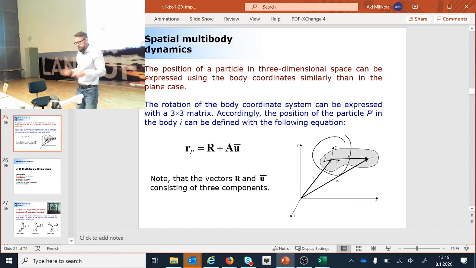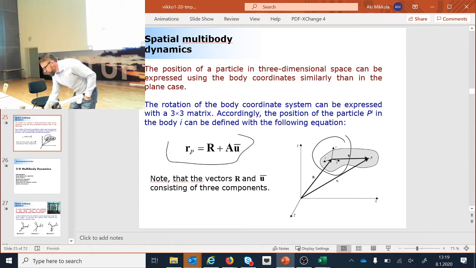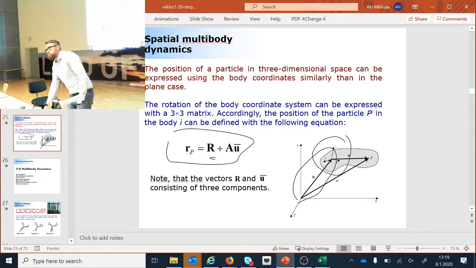Now, with help of body reference coordinate system, all the particles within the body can be described by using this equation. And you know how it goes. First we have here a vector that describes the body translation with respect to the global coordinate system. In the planar case, this was a 2 by 1, which means a vector of 2 components. In the spatial case, this is a vector of 3 components. No surprises, and these 3 components are translation in the x, y, and z coordinate axes.